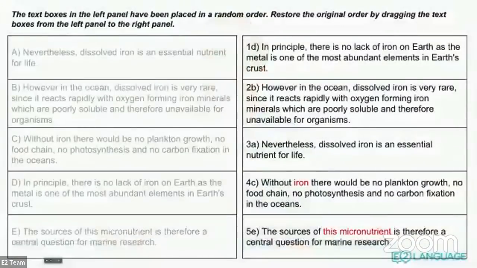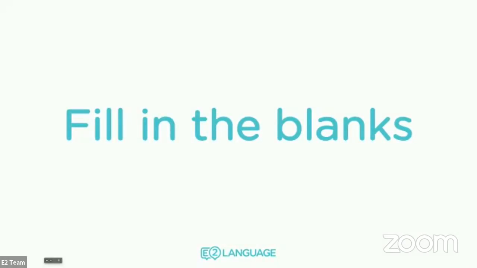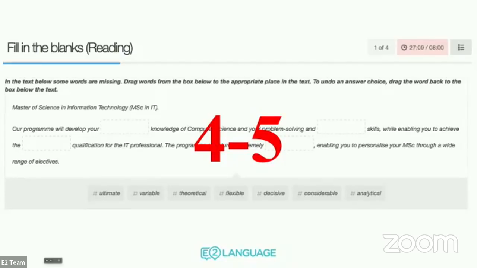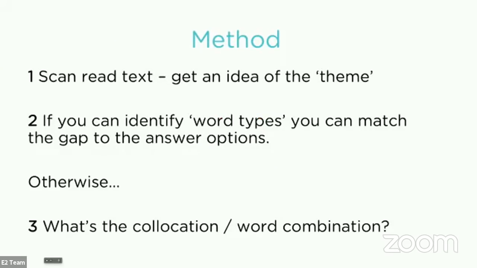All right, let's look at fill in the blanks. You'll get 4 or 5 of these on test day. You have to drag and drop the word into the blank to fill a collocation or a natural sounding phrase. This is the method for this one. First of all, you should very quickly scan the text to get an idea of the theme of what the text is about. If you can identify word types, you can match the gap to the answer options. For example, if there's a noun here and you look at that gap, then it's more than likely going to be an adjective.